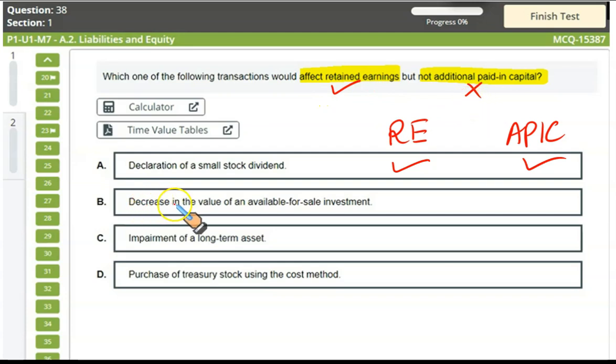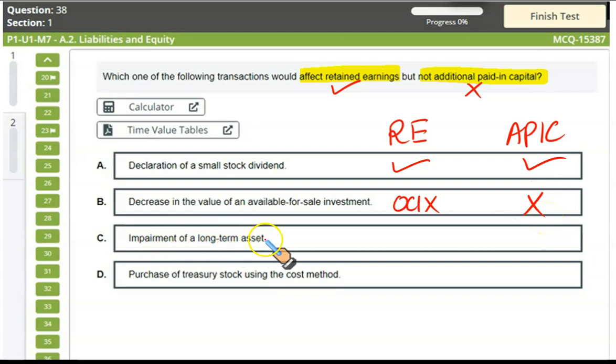Look at this. Decrease in the value of an available for sale investment. If an available for sale investment's value falls, this loss is reported as part of other comprehensive income and it is not a component of retained earnings. No, it's a part of equity but not retained earnings. And does it affect additional paid-in capital? No, it doesn't.